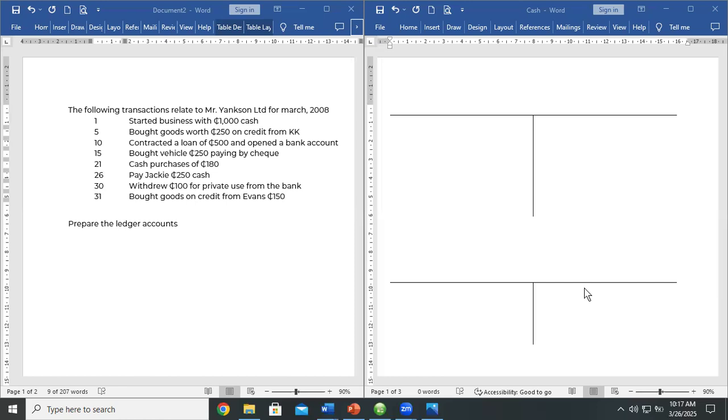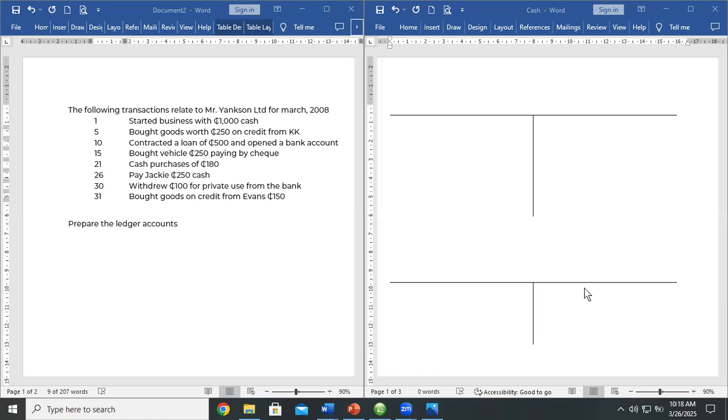Then you apply the principle of when assets increase, we debit. When they decrease, we credit. And when capital increases, we credit. When it decreases, we debit. And for liability and income as well, it follows the same as capital. When they increase, we credit. When they decrease, we debit.